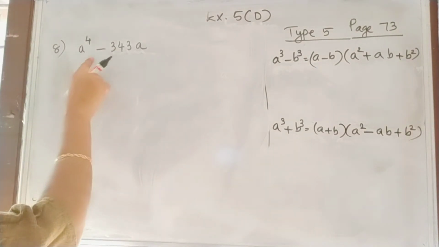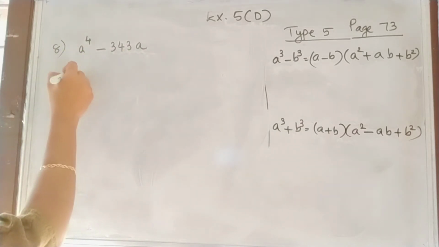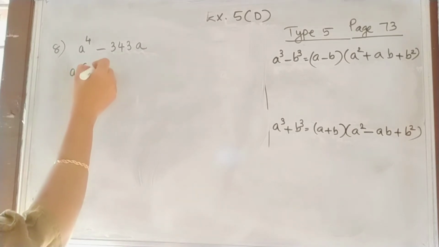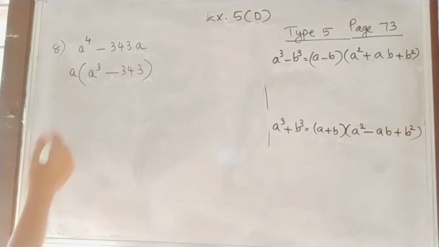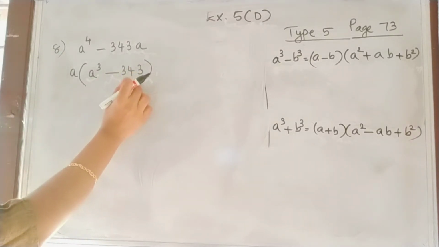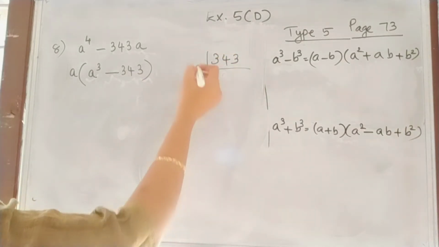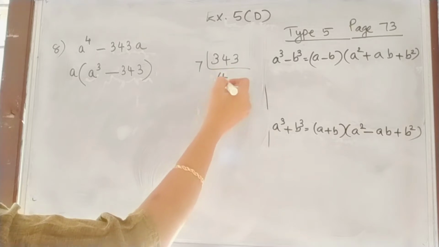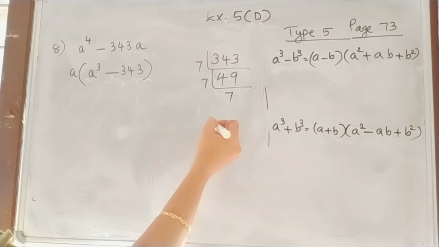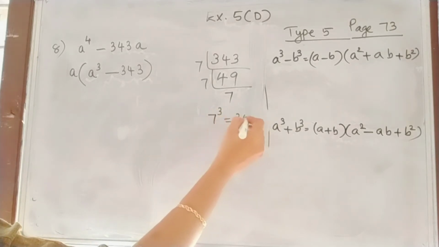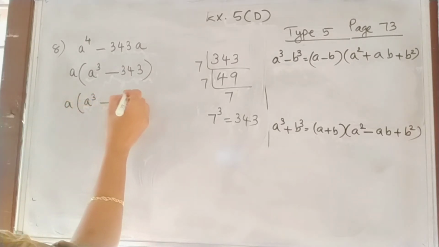Eighth question. A raised to 4 minus 343A. Here A raised to 4, so from there we can take A common. Then it will become A cube minus 343. A we took, so no need of writing A. So check 343. The cube of what is 343? For that do the factorization of 343. 7 4s are 28, then 49, then 7 7s are 49. So 7 cube is what? 343. So this can be written as A cube minus 7 cube.